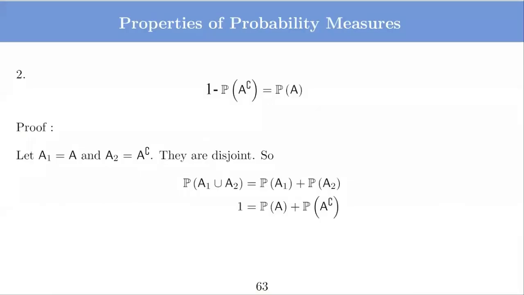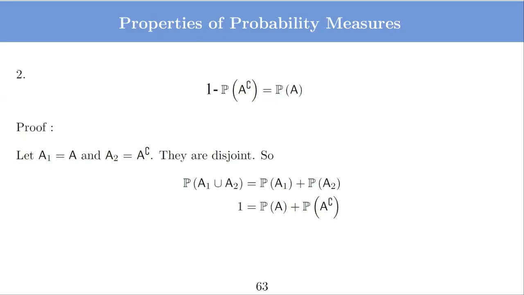Now let us see some more properties of probability measures. One is if you take a complement of a set, then you can say that the probability of A complement is equal to 1 minus probability of A, or you can say also probability of A plus probability of A complement is 1. Okay, and how we can prove this?